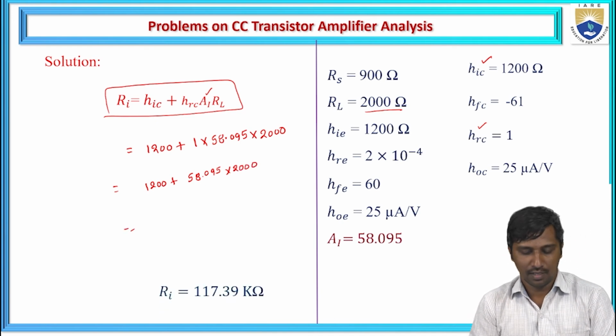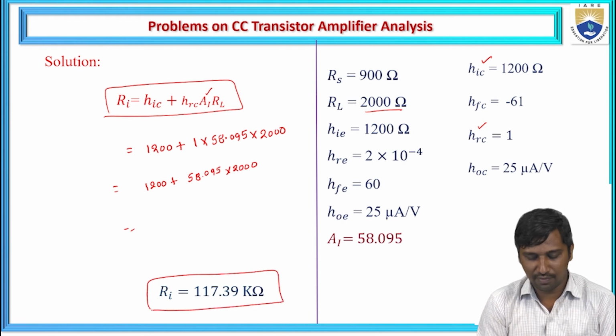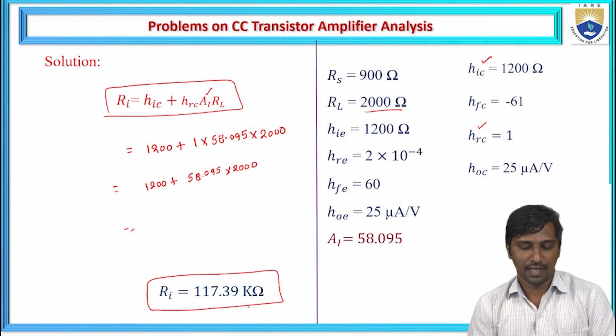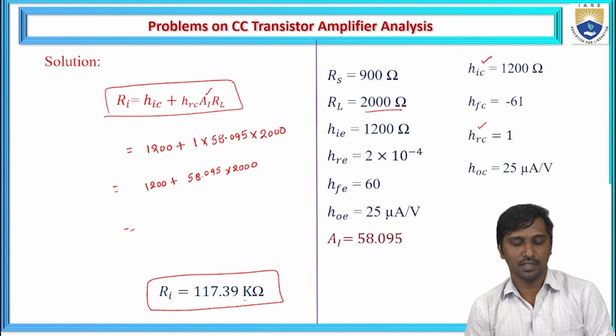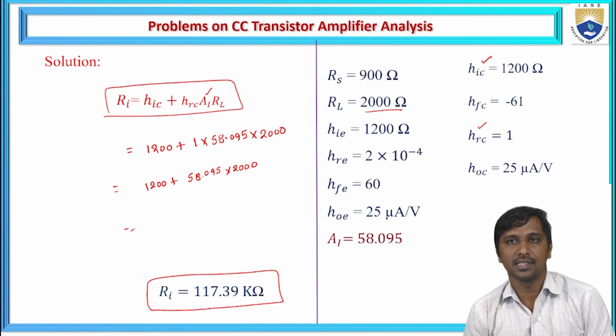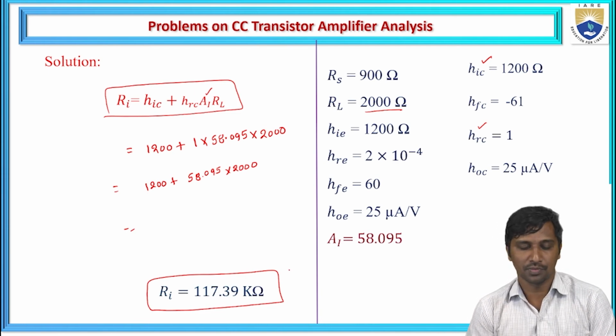It gives that the input impedance is 117.39 kilo ohms. So the total input impedance is 117.39 kilo ohms.